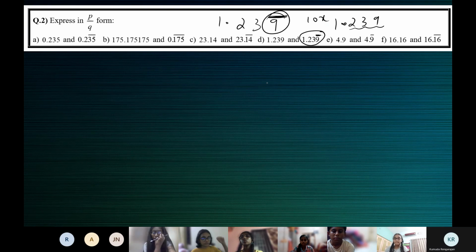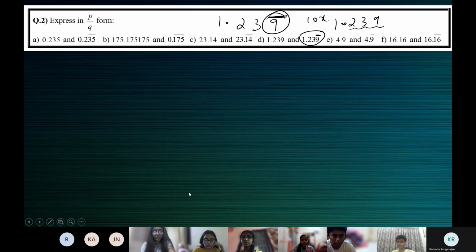You're saying 239. After the decimal point, there are 3 digits. No, not that. 1.239 recurring, only 9 recurs. So 10x. Only 1 digit is repeating. Is it understood, children? Yes, ma'am. Now, what will you find for this one? 100x. Very good.